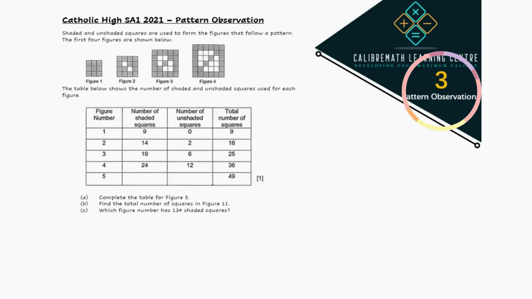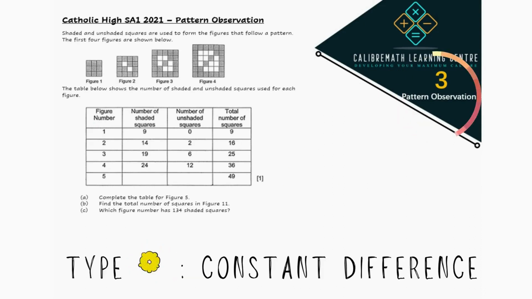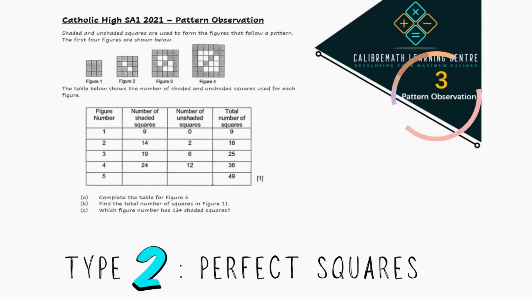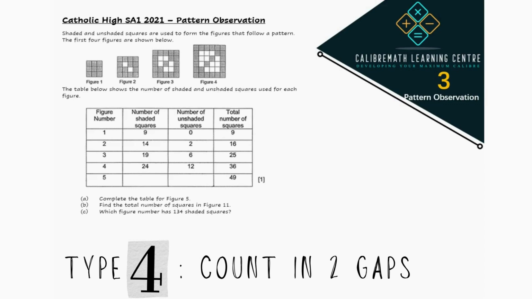have pattern observation questions. These questions can be categorized into 4 main types. First, those with a constant difference. Second, those involving perfect squares. And third, those related to consecutive numbers. The last one, those requiring you to count in gaps of 2.